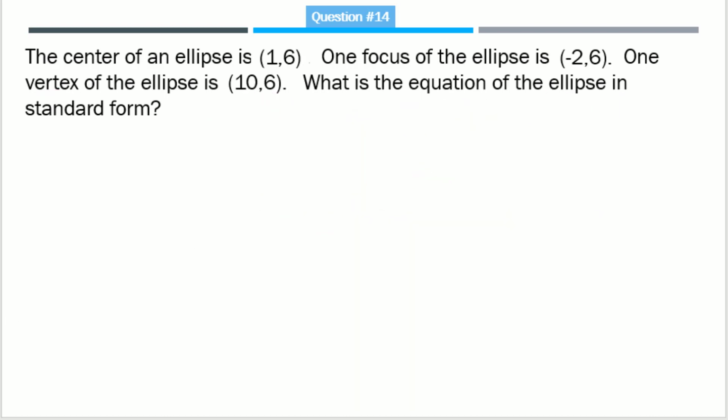So for question 14, we have the center of an ellipse at 1, 6. One focus of the ellipse is -2, 6. One vertex of the ellipse is 10, 6. What is the equation of the ellipse in standard form? So what I'm going to do is sketch out, just to give myself a quick idea of what's happening here.